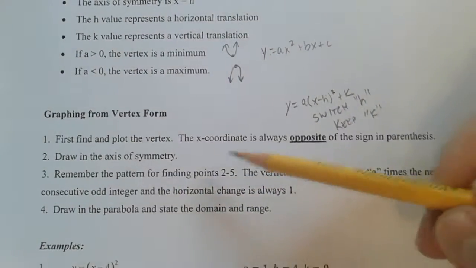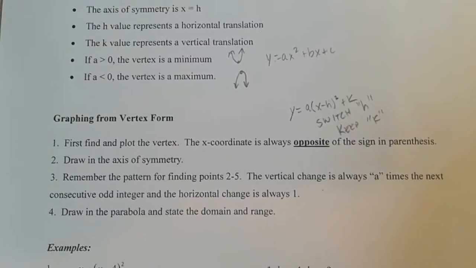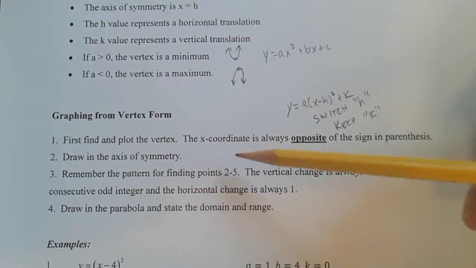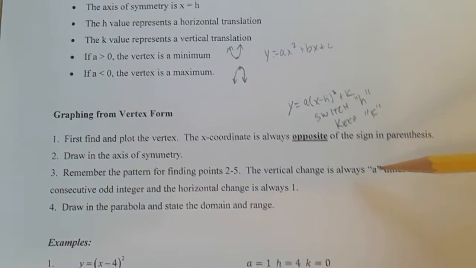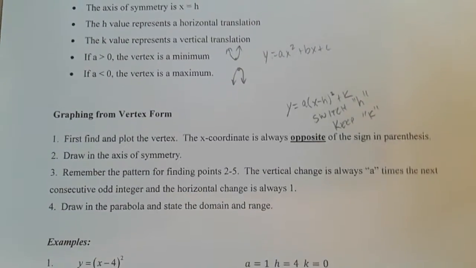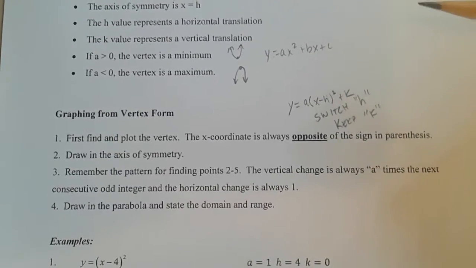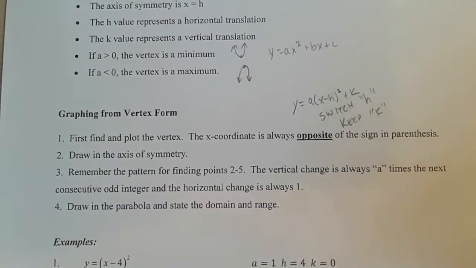Okay, so once you have your vertex, all the other steps are exactly the same as standard form. We're going to draw on our axis of symmetry. We're going to find points 2 through 5. The vertical change is always a times the next consecutive odd integer. The horizontal change is always 1. And then we're going to draw in the parabola, state the domain and range. Okay, so now I'm going to do a video for each example.